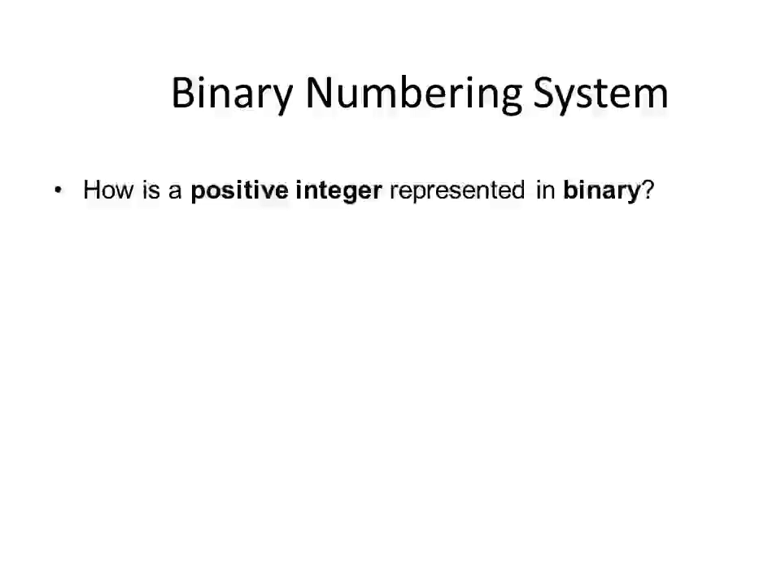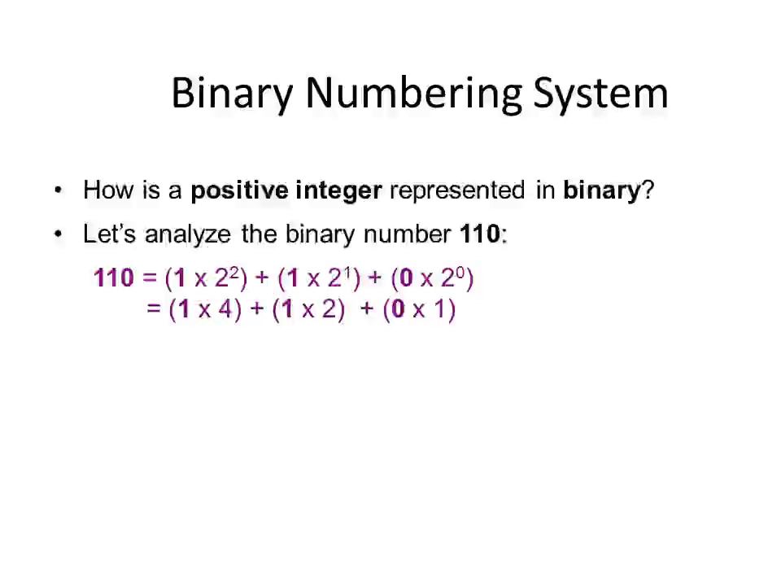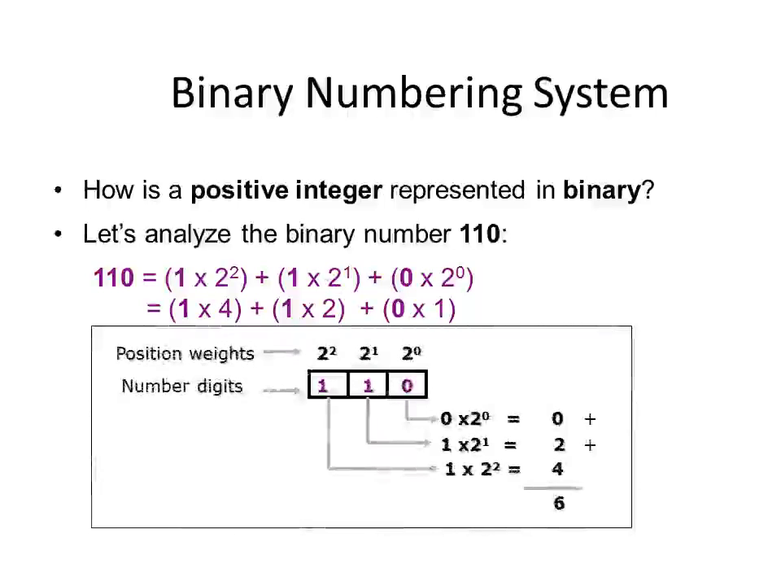How is a positive integer represented in binary? For example, 110 is written as 1 into 2 to the power 2, 1 into 2 to the power 1, and 0 into 2 to the power 0. The digits are multiplied by the position weights. 0 into 2 to the power 0 is 0. Then 1 into 2 to the power 1 is 2, and 1 into 2 to the power 2 is 4. Now all this is added, and it becomes 6.